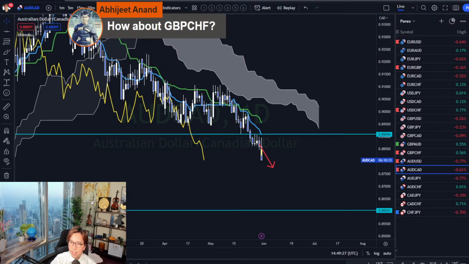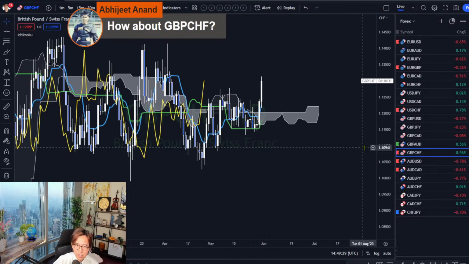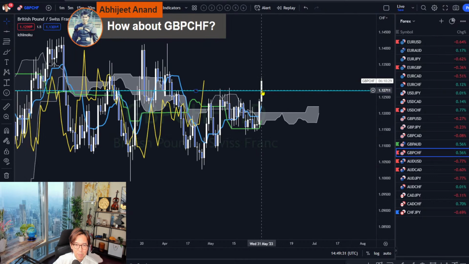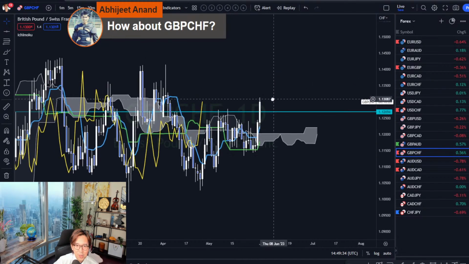Okay. Yeah, Pound Swiss franc is also trending. Yeah, it's trending up. It broke the resistance, so it's bullish also.